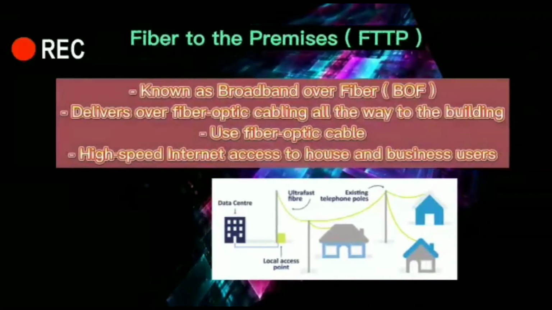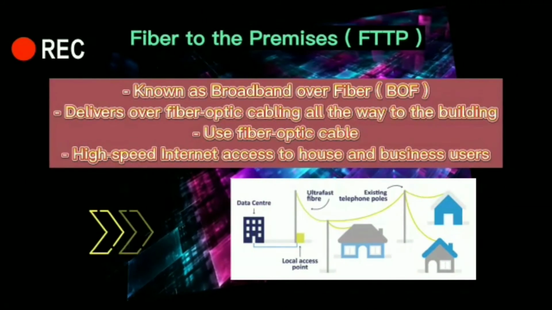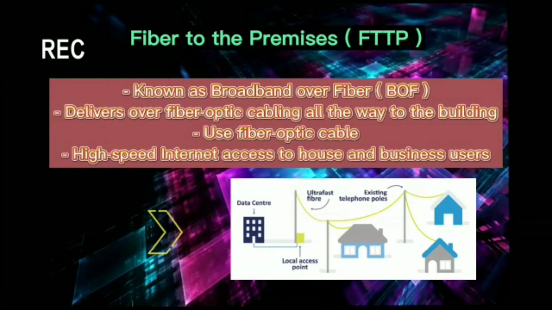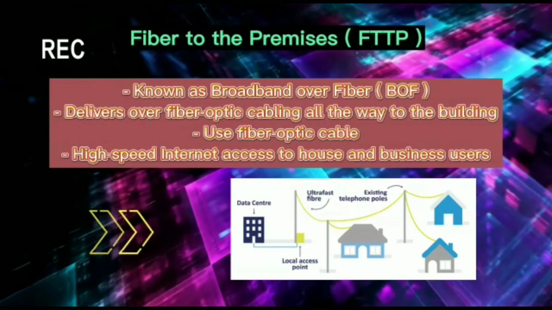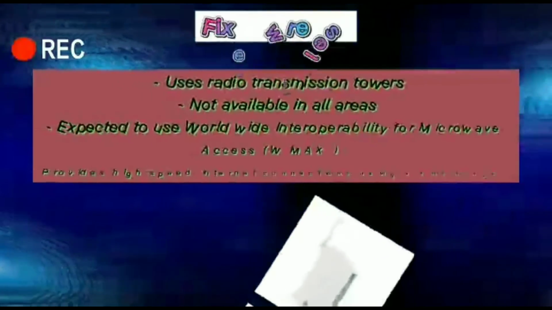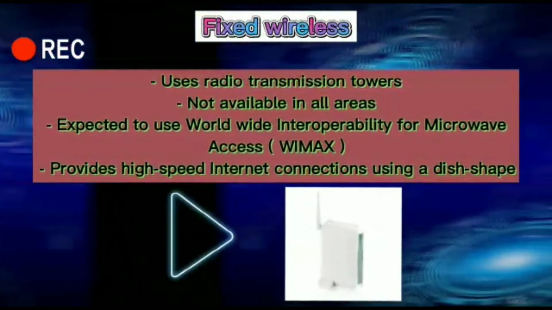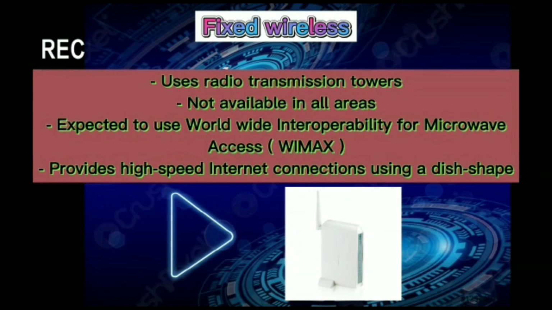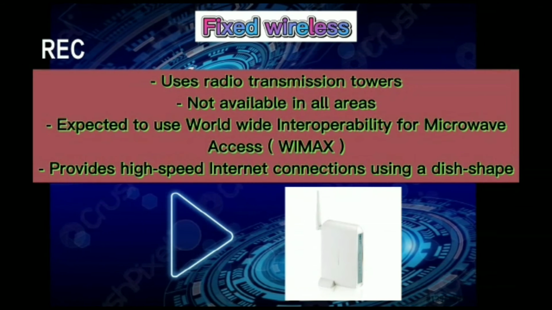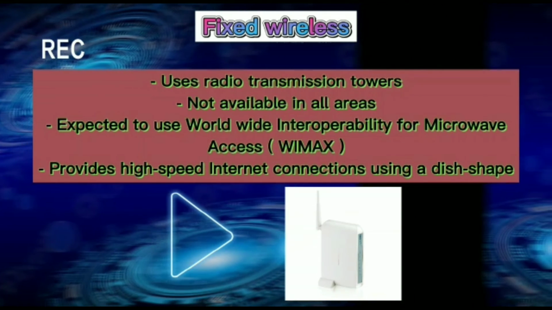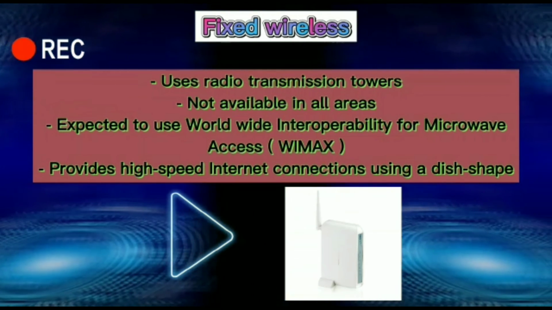Fiber to the premises, FTTP, known as broadband over fiber, delivers over fiber optic cabling all the way to the building, using fiber optic cable to provide high-speed internet access to house and business users. Fixed wireless uses a radio transmission tower, not available in all areas, and is expected to use worldwide interoperability for microwave access, providing a high-speed internet connection using a dish shape.